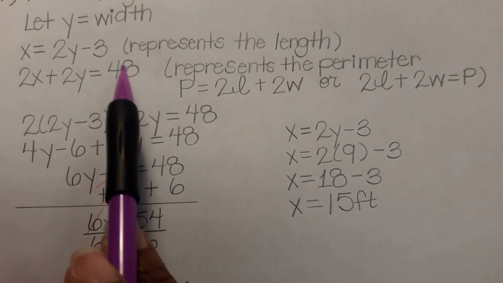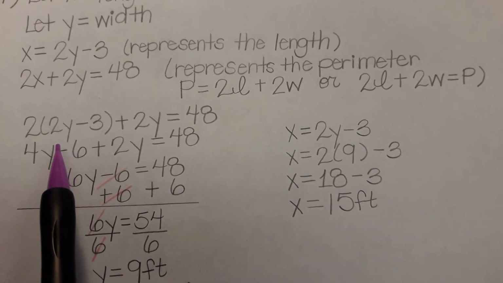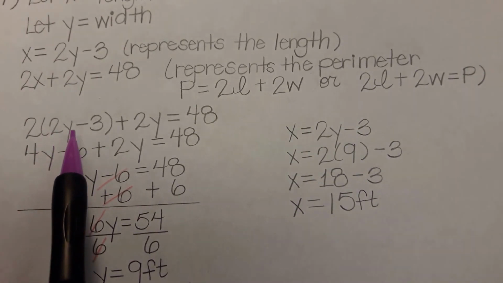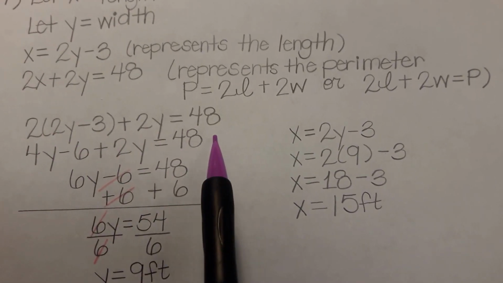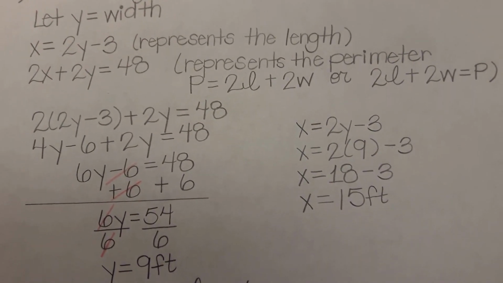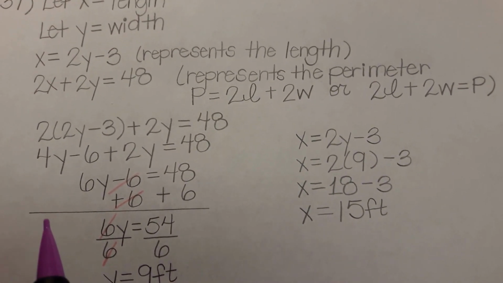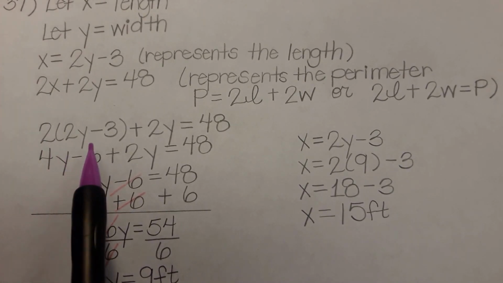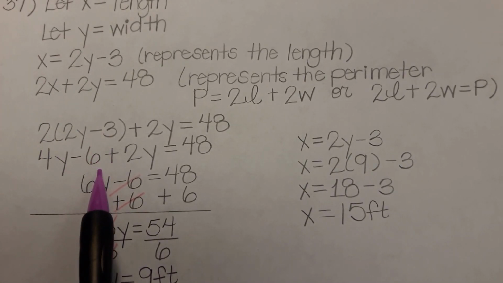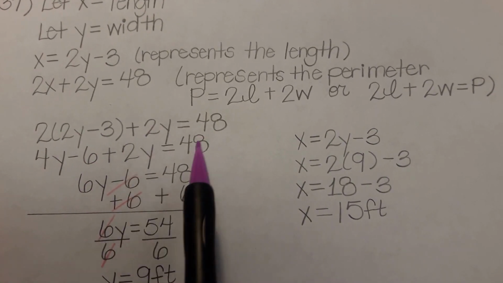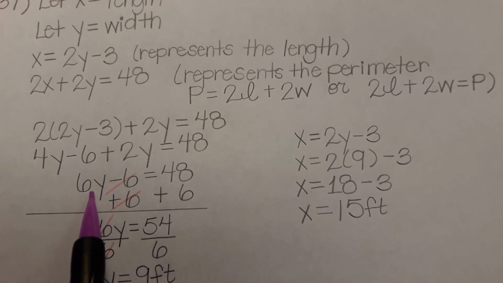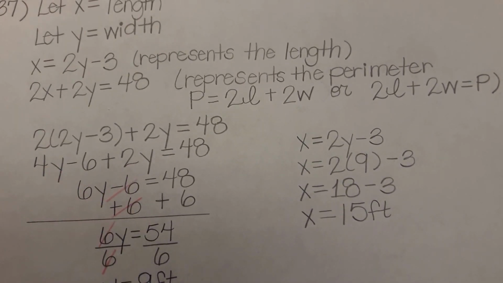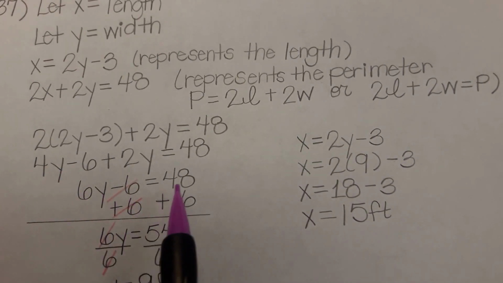Now, since x is by itself, again, I want to substitute the 2y minus 3 for x. So I'm taking my second equation, and I'm going to substitute for x. I have 2 times, parentheses mean times, 2y minus 3 plus 2y equals 48. Now, we want to apply the distributive property. I have 2 times 2y, which is 4y, minus 2 times 3, which is 6. Okay, and now bring everything else down. Next step, combine like terms. I know 4y plus 2y is 6y, minus 6 equals 48.